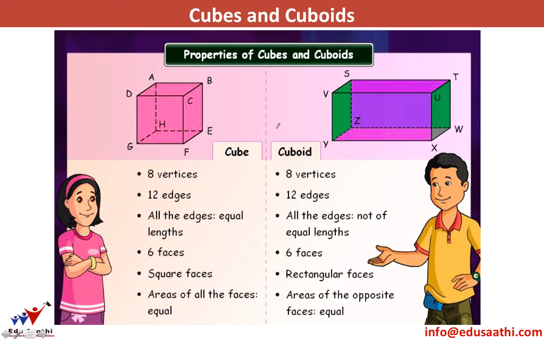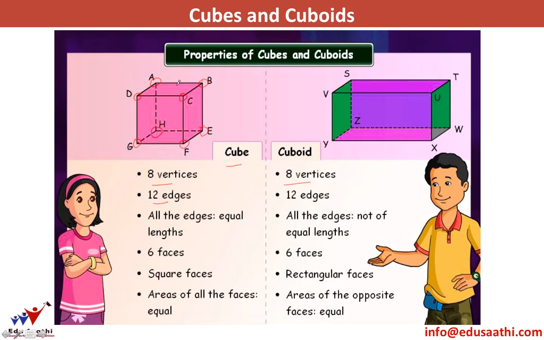Let's look at the properties of cubes and cuboids. A cube has 8 vertices. If you count, this is one vertex, this is another, I have a third one here, this is the fourth one, then I have 5, 6, 7, and 8. So it has 8 vertices, and similarly a cuboid also has 8 vertices.